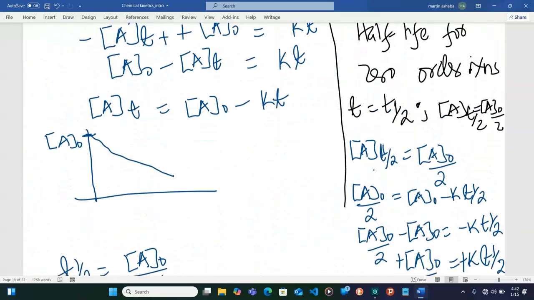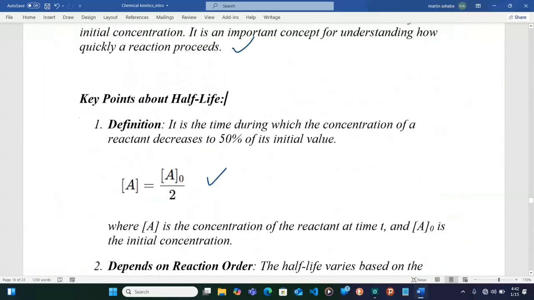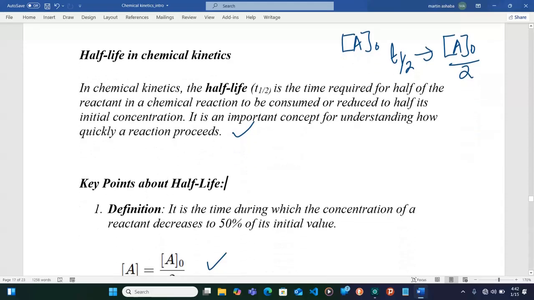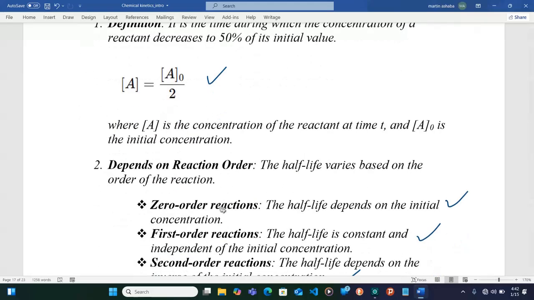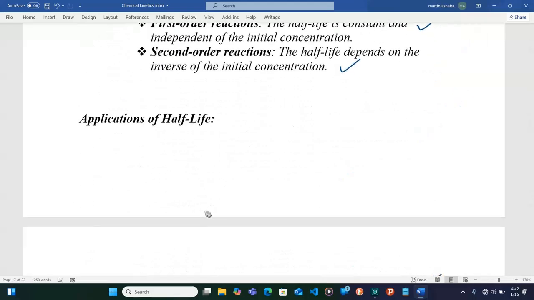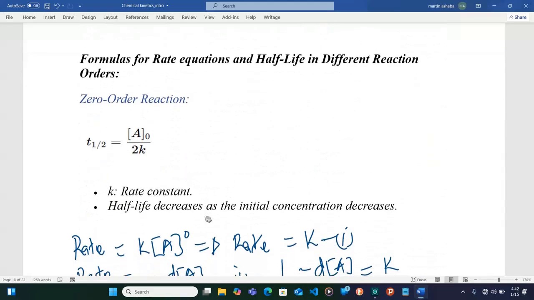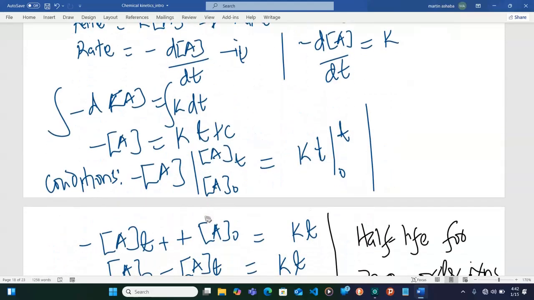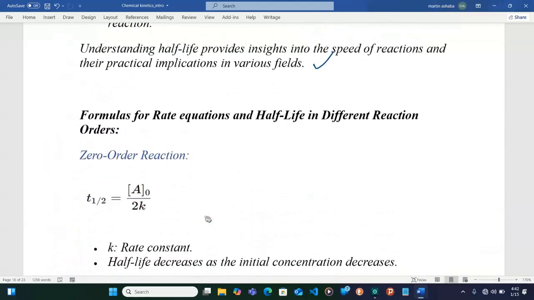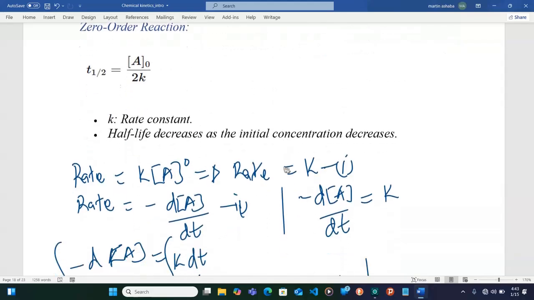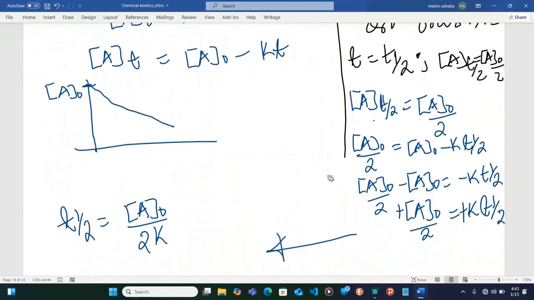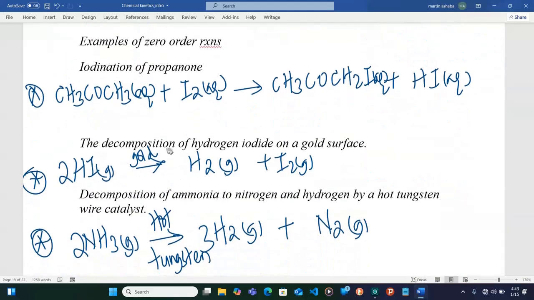So in this discussion, we have been able to discuss what half-life means, the concepts of half-life, why we need it, and what the applications of half-life are. We have discussed the rate equation for zero order, from which we derived the equation for determining the half-life of the zero order reaction. Then later on we gave the examples of zero order reactions.